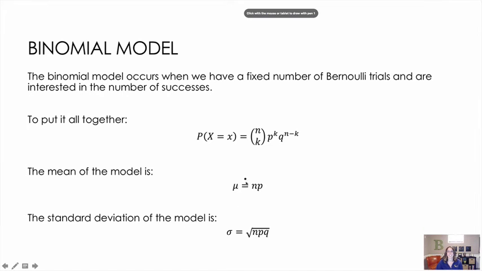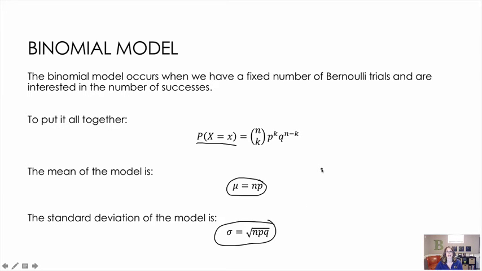So again, putting it all together, we're choosing n choose k times p to the k, q to the n minus k. That's going to give us our probability. The mean of the model, these are just things really to memorize. The mean of the model is taking n times p, and the standard deviation is the square root of npq. So let's take a look at how we might use these.